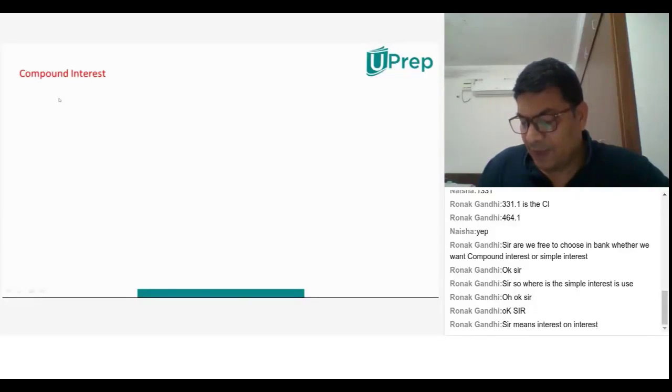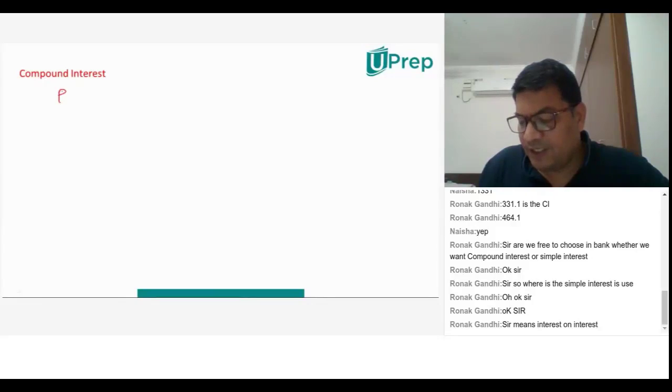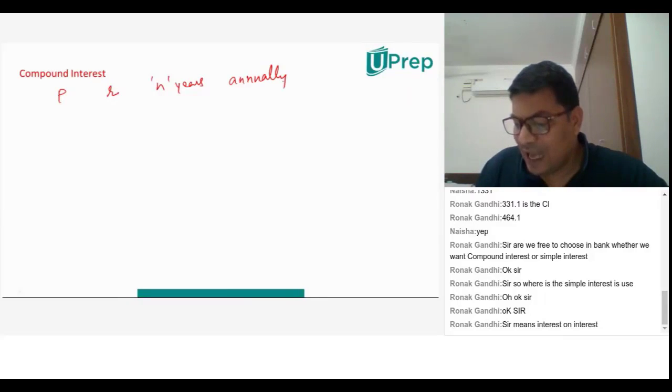So let's start. Imagine the principal is P, your rate of interest is R, and you compound for n years, compounding annually. This rate of interest is R% per annum. Let me write it here: it's R% per annum, n years, compounded annually, and the principal is P.